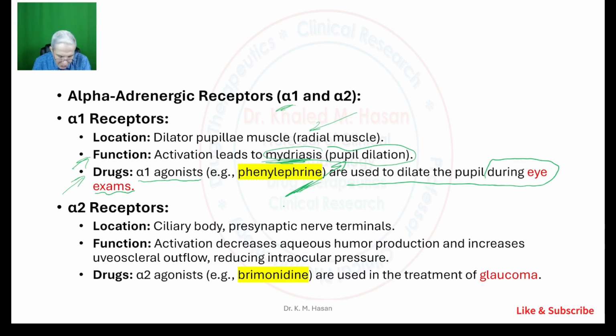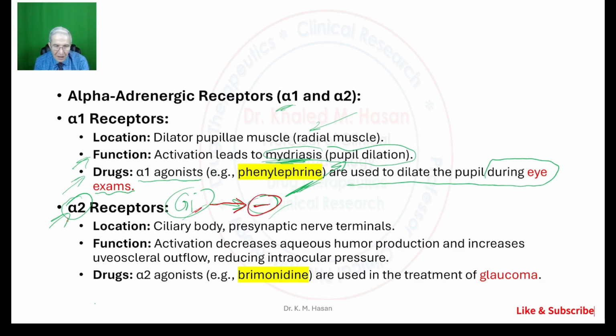On the other hand, we have another type of receptor called M2 receptor. You can see it here. The location of M2 receptor will be in the ciliary body and the presynaptic nerve. And you remember that alpha 2 receptor works on something called Gi protein. That means this will lead to the inhibitory effect. So we need to remember this one. It's a very important concept. Alpha 2 receptor activates Gi protein, and this will lead to the inhibitory effect.